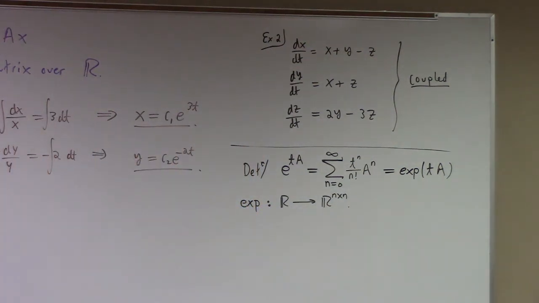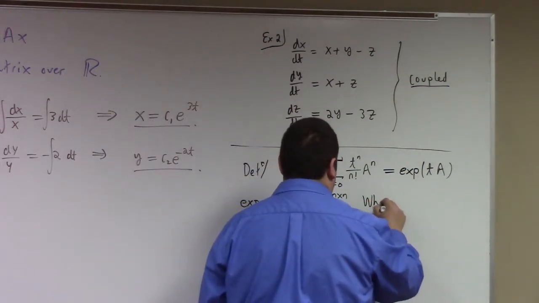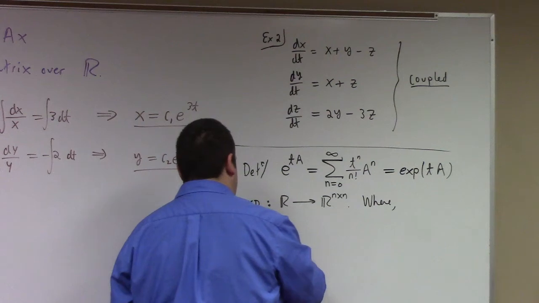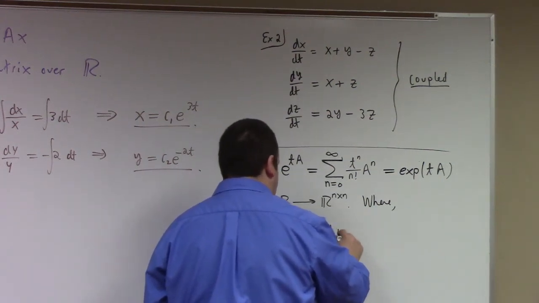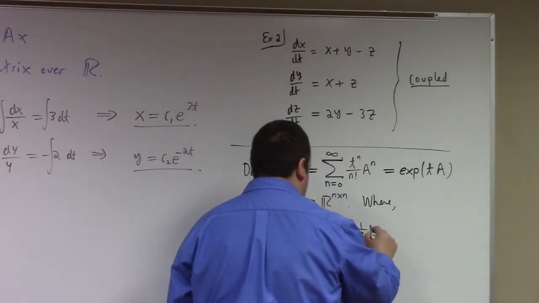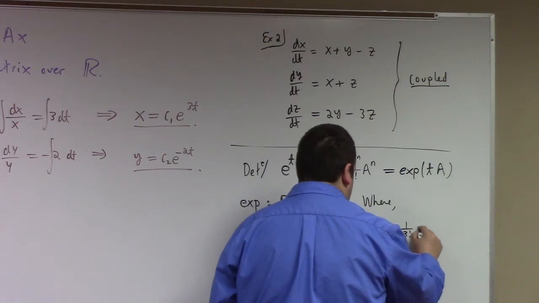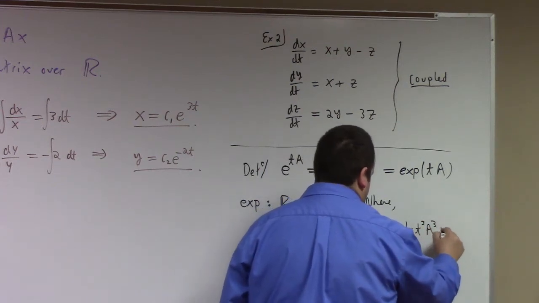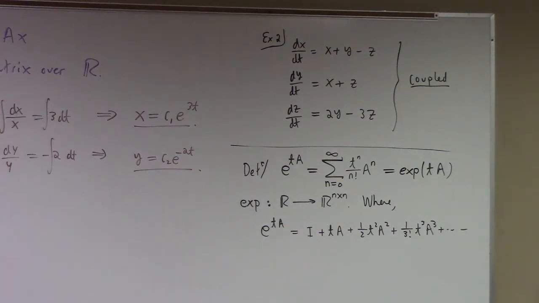You're like, well, that's an infinite series. I learned in calculus 2 that infinite series can converge or diverge, right? So in more detail here, e^(tA) is the identity matrix plus t times A plus 1/2 t squared A squared, 1 over 3 factorial t cubed A cubed, and you get the story. So the story goes, this is the matrix exponential.